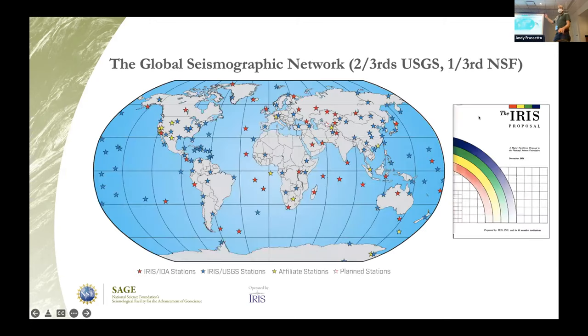So the Global Seismographic Network is a global network of very broadband seismic stations. Roughly two thirds of it is operated by the USGS, and the other one third is supported by the NSF, operated by IRIS in a partnership with the University of California, San Diego. And the GSN is one of the original components of the facility for NSF that IRIS has operated all the way back to the original IRIS Rainbow proposal back in 1984.